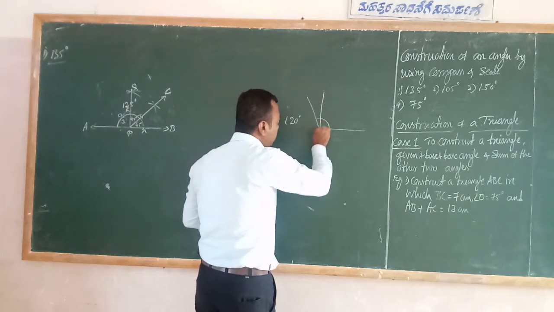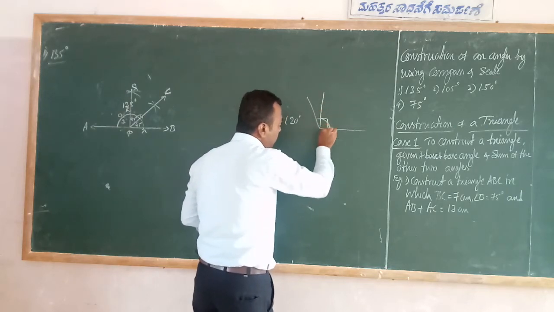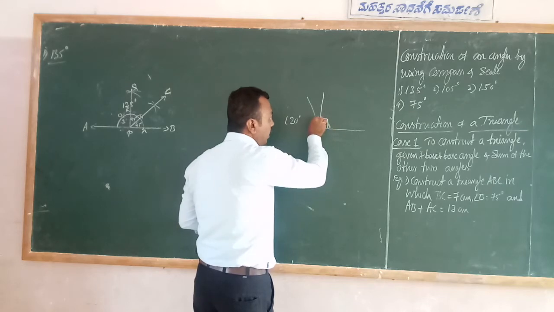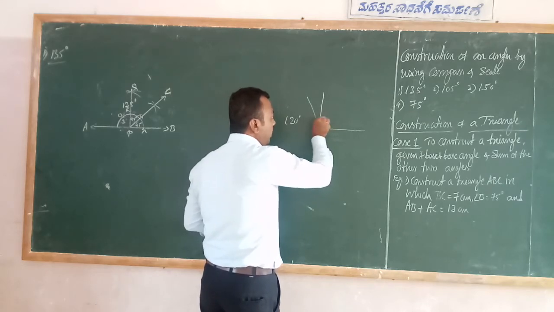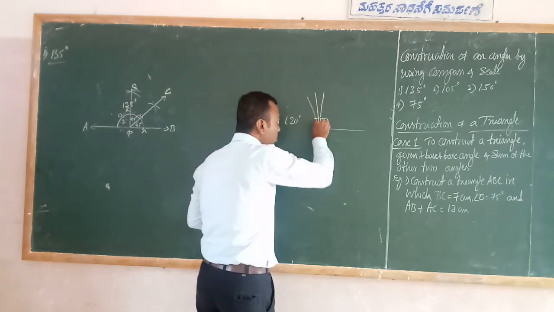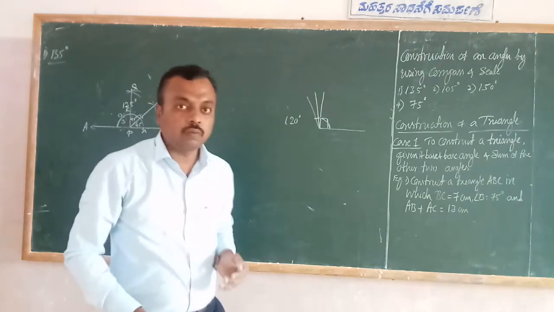See, this is 90 degree, is it right? You have to construct first 90 degree and 120 degree. Then in between this angle, you have to bisect it. Then it will become 105 degree.